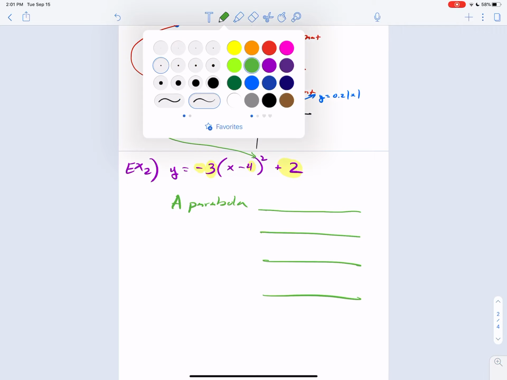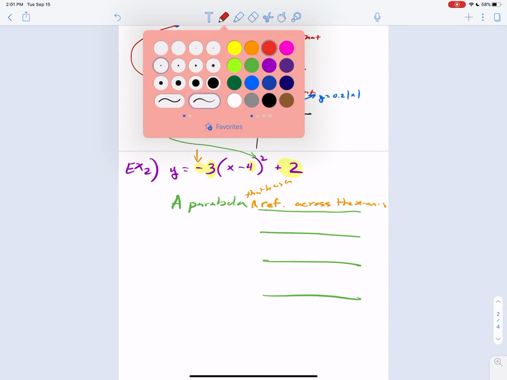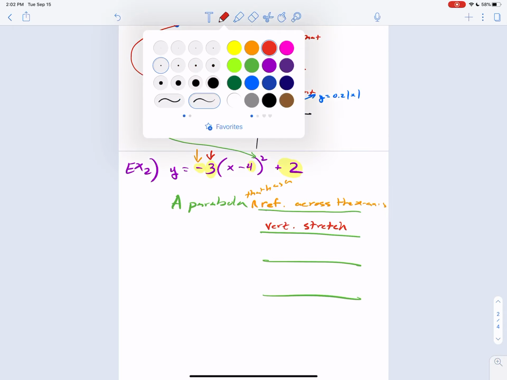So that negative tells me that there's going to be a reflection across the x-axis. Good. That 3, what does that tell you? There's going to be a vertical stretch. Since 3 is larger than 1, you know there's going to be a vertical stretch, meaning that it's going to get more narrow, or narrower, if that's a word.